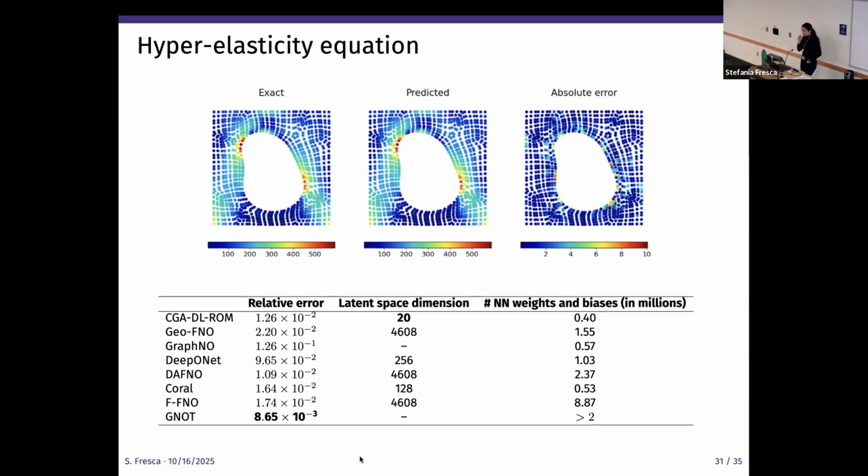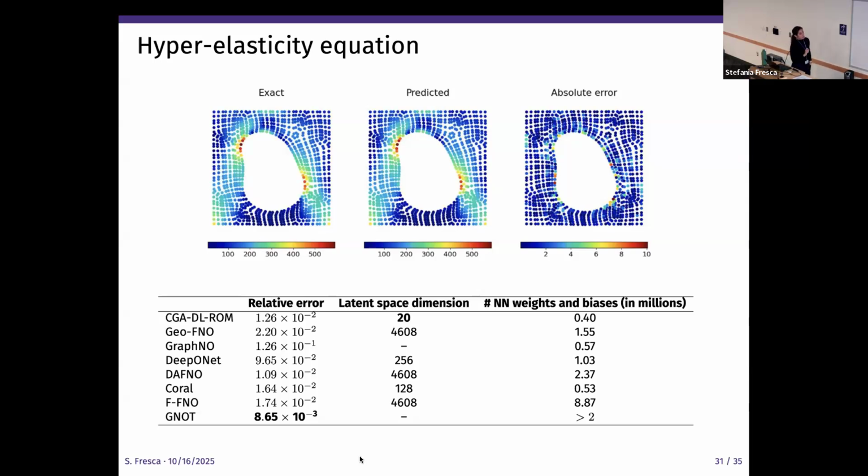So CGA DL-ROM showcases comparable accuracy with the other baselines in the literature, but it is the one providing the lightest architecture, the architecture with the minimum number of weights and biases. The approach providing the best result in terms of accuracy is GNOT, at the cost of a very heavy architecture since it is based on transformers.